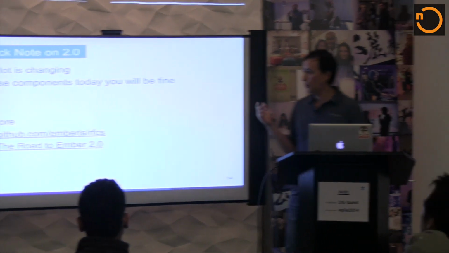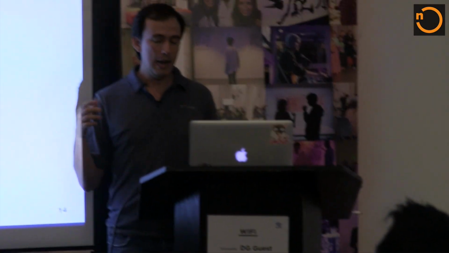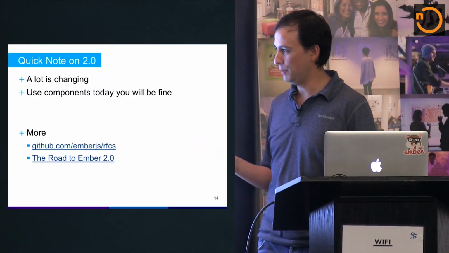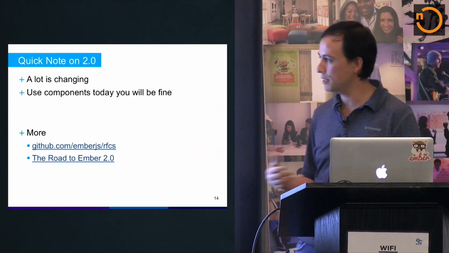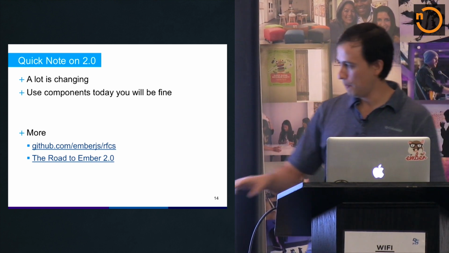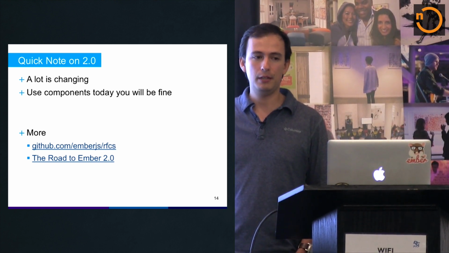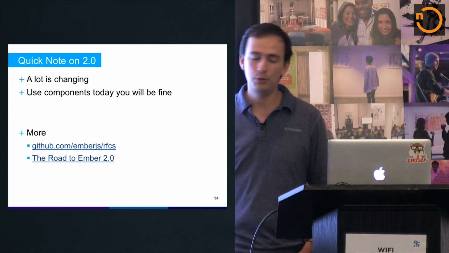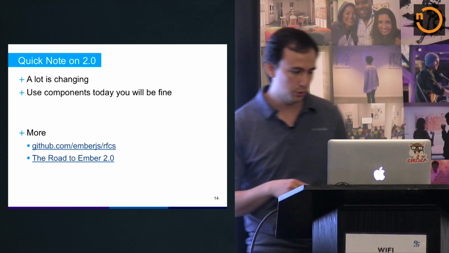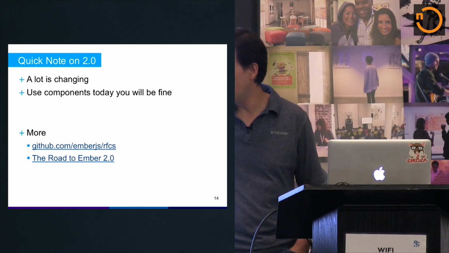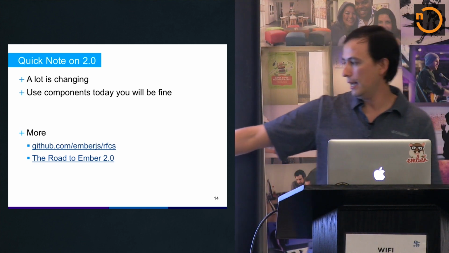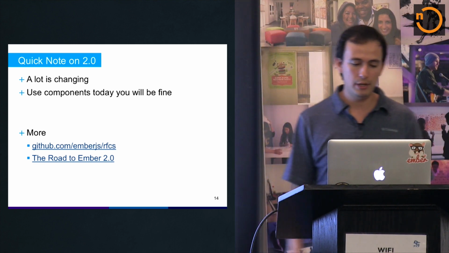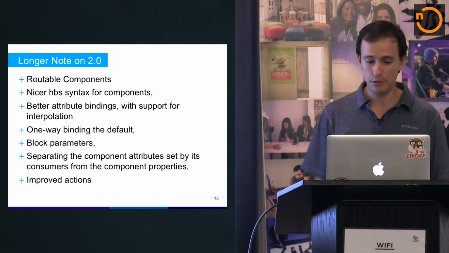So with that, a quick note on Ember 2.0. A lot is changing, but you don't have to worry. Just use components today, and you will be fine. The migration path will be easier if you start using more components. And there are a lot of interesting conversations happening on GitHub. If you want to know more about what's going on in Ember 2.0, I highly recommend you look for the road to Ember 2.0 and have a look at the different Ember RFCs. They're really interesting.